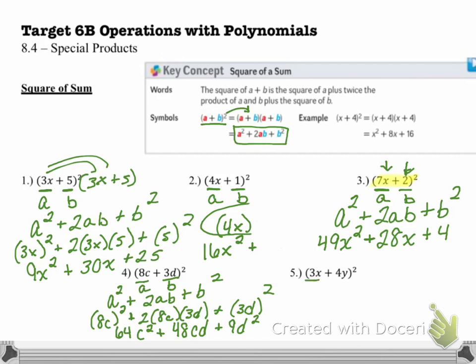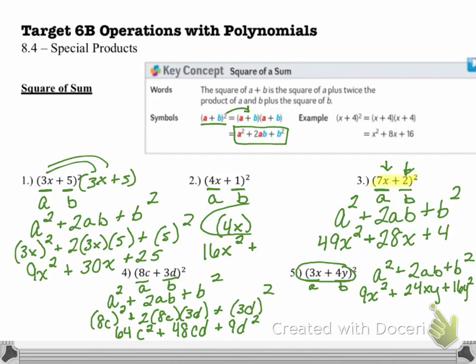So hopefully you identified that a is 3x and b is 4y, and I write my formula a squared plus 2ab plus b squared. So I'm going to do this in my head. I know that a is 3x. If I square that, that's 9x squared. And then for my 2ab, I'm going to multiply 3x and 4y together to get 12xy, and then I'll double that to get 24xy. And then my b value is 4y, and if I square that, I get 16y squared.